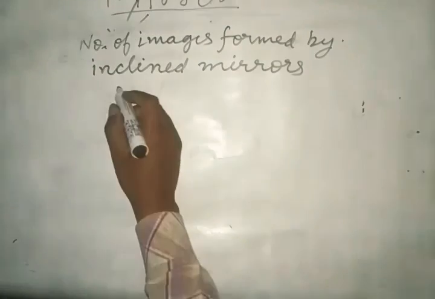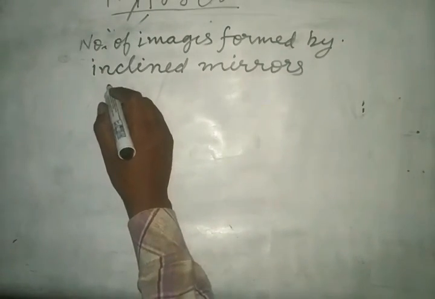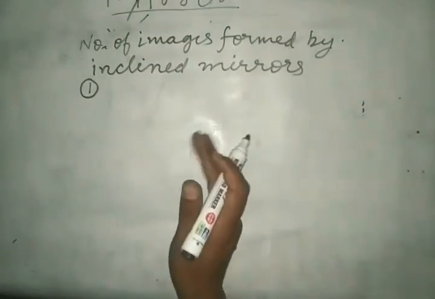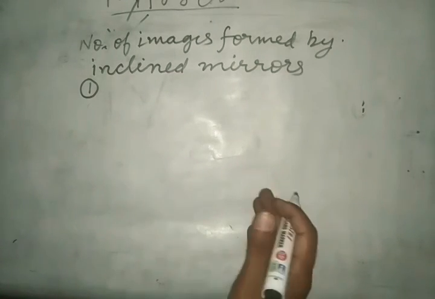Now next, the number of images formed by inclined mirrors. It is not a new thing for you. You might have noticed this. But if you keep two mirrors in front of each other, there will be so many images you can see. So first thing, you must know the angle between the mirrors. We can calculate it, and then later on you can do this activity: take two mirrors and incline them at different angles and see if this result, whatever I'm writing here, matches or not.